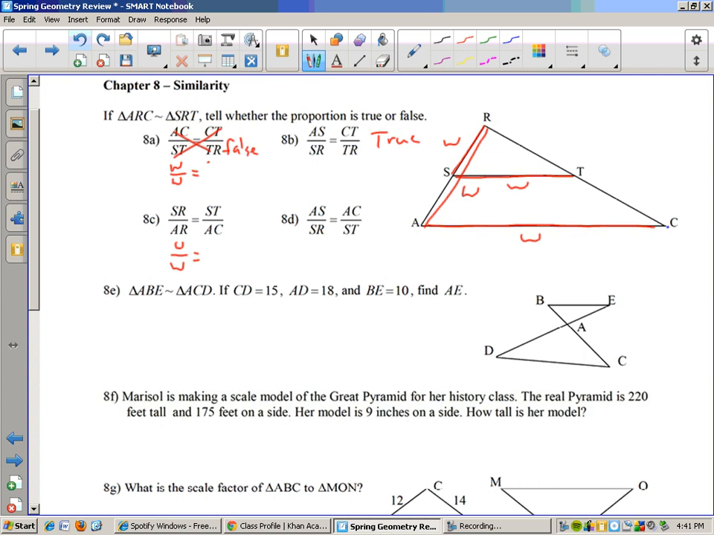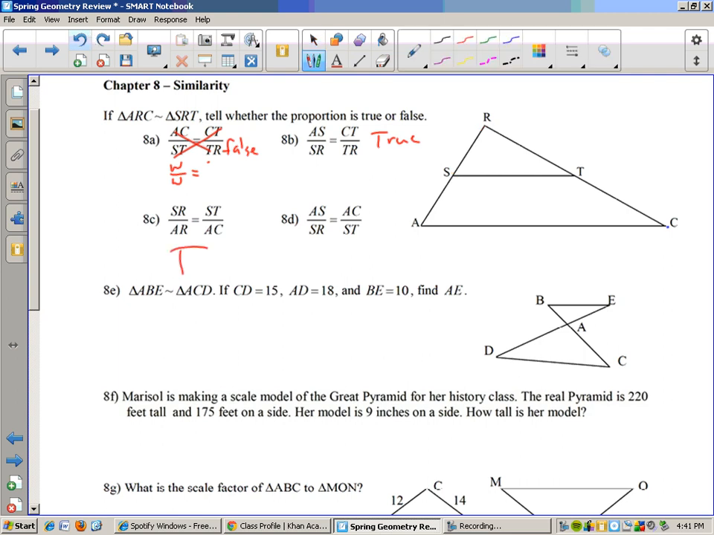Now, the only question is, do those correspond to each other? Do ST and AC correspond to each other? Yeah, they're the similar shape. They're this bottom side on each triangle. Do SR and AR correspond? Yeah, they're both this left-hand side on the same triangle. So I would say these correspond. We've got whole is to whole is whole is to whole. This looks like a classic case. This is true. So this one was true.